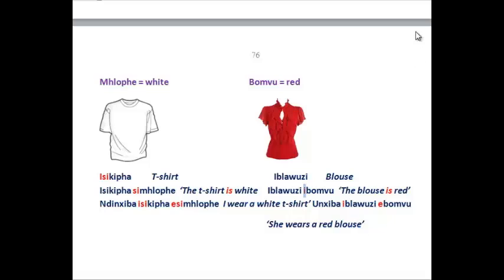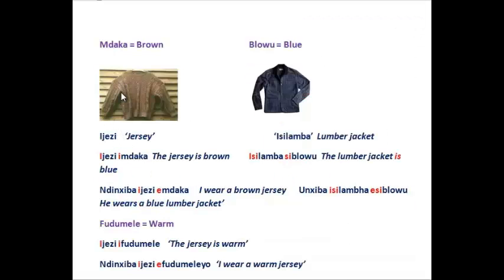Somebody or other, umfazi, umama, unxiba iblausi ebomvu, wears a red blouse. In our next sequence, we look at ijezi, a jersey, and islamba, a lumberjacket. And our relevant colors here are mdaka, brown, and blue, which we've had before. So how do we describe the jersey? Ijezi imdaka. Ndinxiba ijezi emdaka.